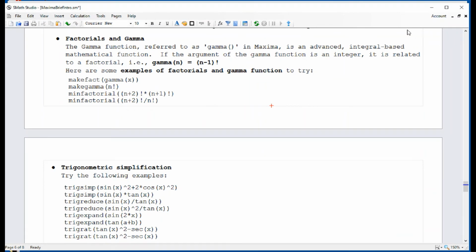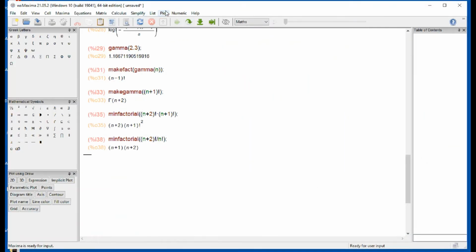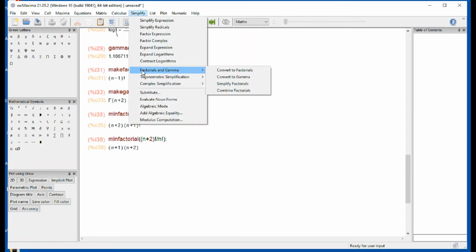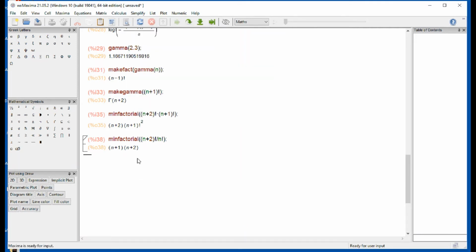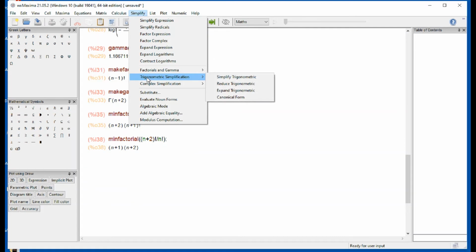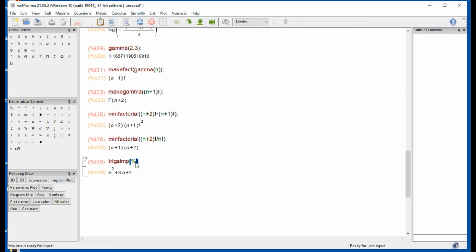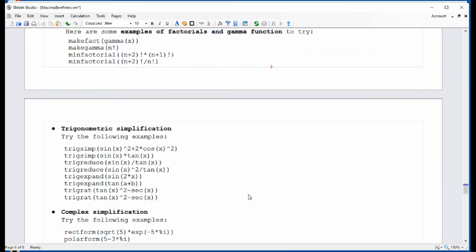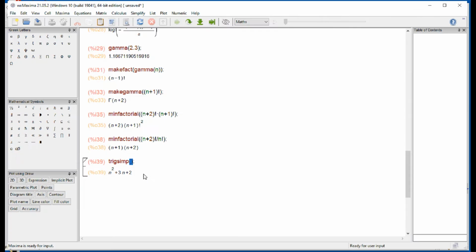I don't think I have an example for the very last one, which is the combine factorials. Anyway, we'll skip that one and then start with simplify trigonometric simplification. Simplify trigonometric. Now, the reference here is not trigonometric, but I do have examples of trigonometric here, and I have several of those. Sine square plus 2 cosine square. I'm going to copy that argument and paste it in here. Just shift enter, shift enter. It's simplifying to cosine square of x plus 1.